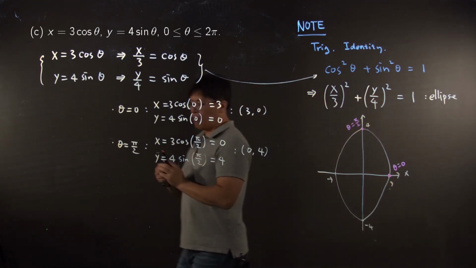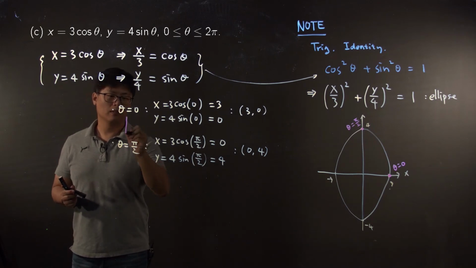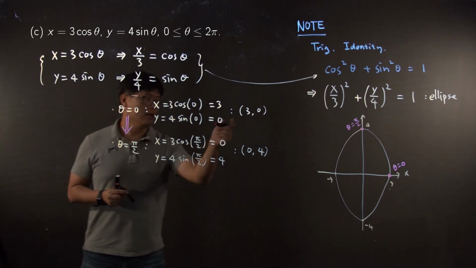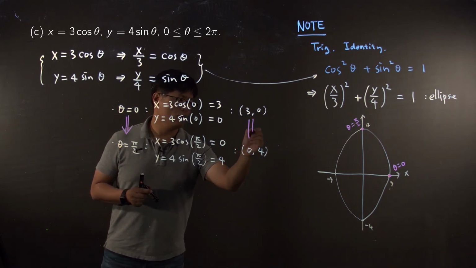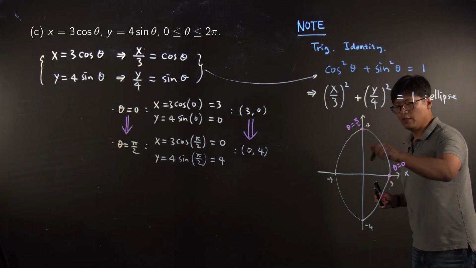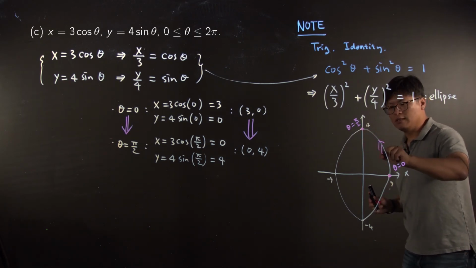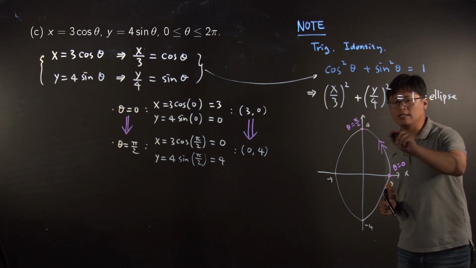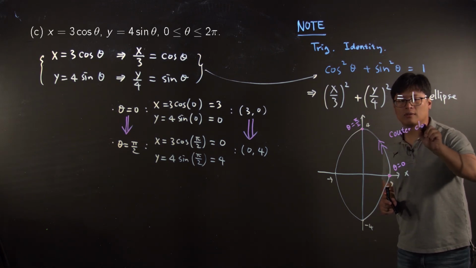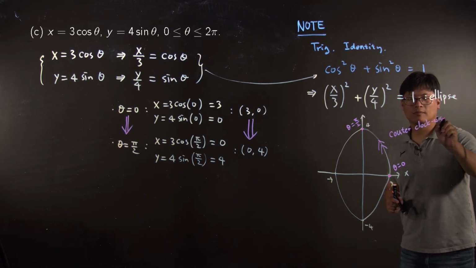Again, your parameter is changing in this direction, okay, which is increasing, which means on the graph, your point is moving this way, okay? So from here to here. Does it make sense? Okay, we can say that this is counterclockwise. Is that okay?